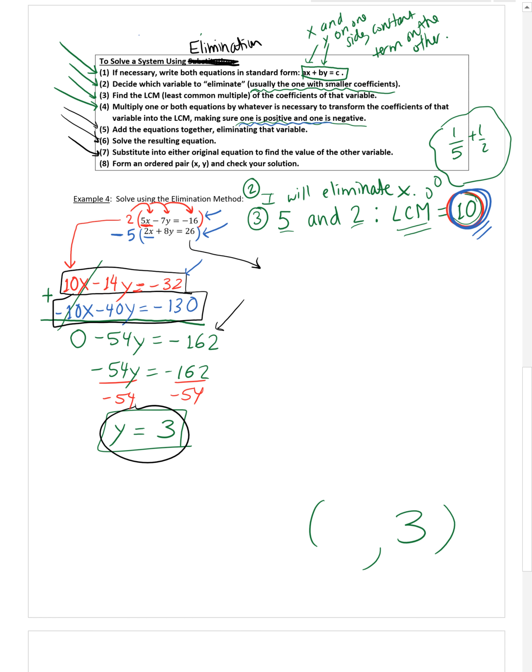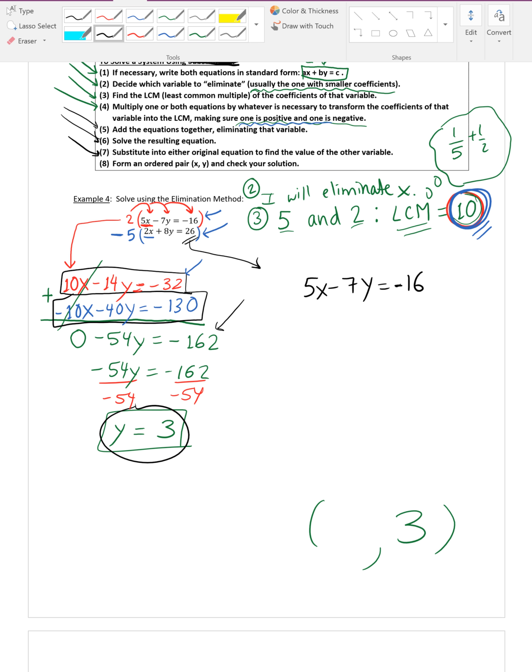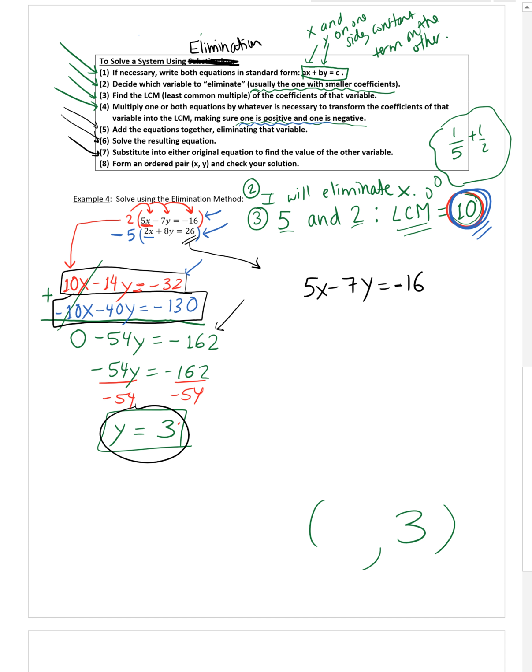I kind of like the top one better, the 5x minus 7y equals negative 16, because the negative 26 in the bottom one kind of freaks me out. That's a big number. I don't know. It doesn't really matter. Again, if you substitute the y equals 3 into the bottom equation, that would work as well. It doesn't matter. You're going to get the same answer no matter where you substitute.